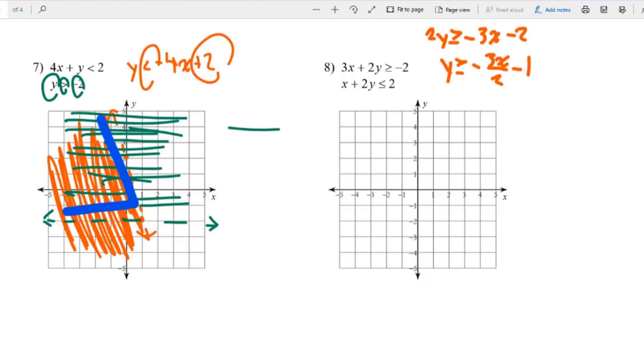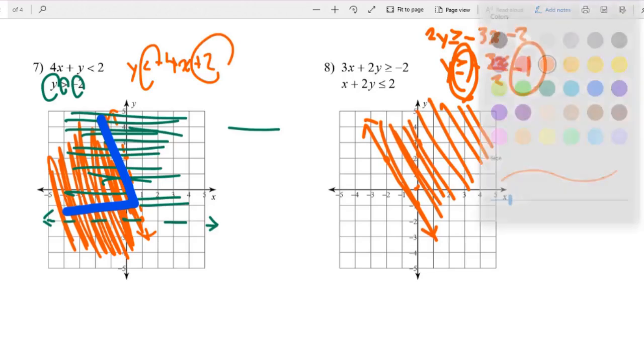And 2 good points for this first inequality are (-2, 2) and (0, -1). It is y is greater than or equal to, so we're going to have a solid line. And to find our shaded region, we want y values that are greater than or equal to -1, like 0 and 1, 2, 3. So we're shading up here.